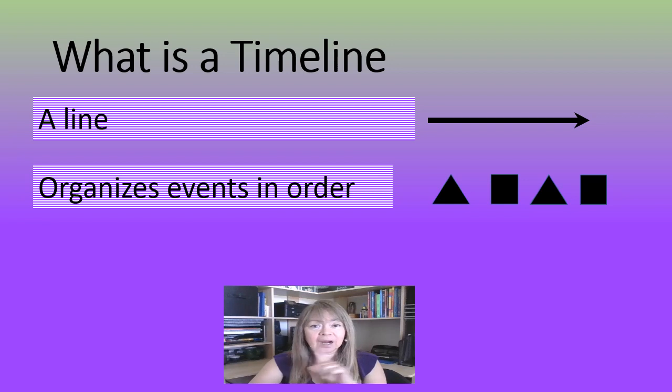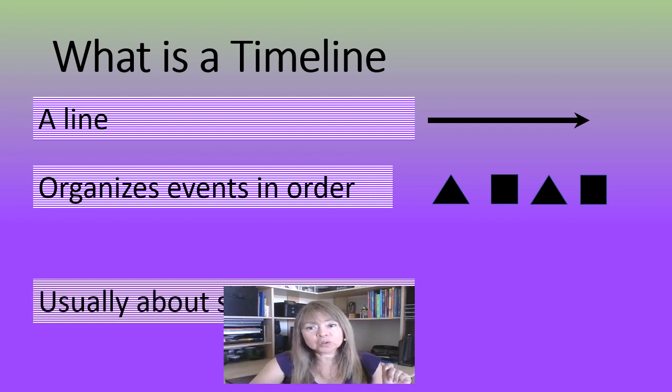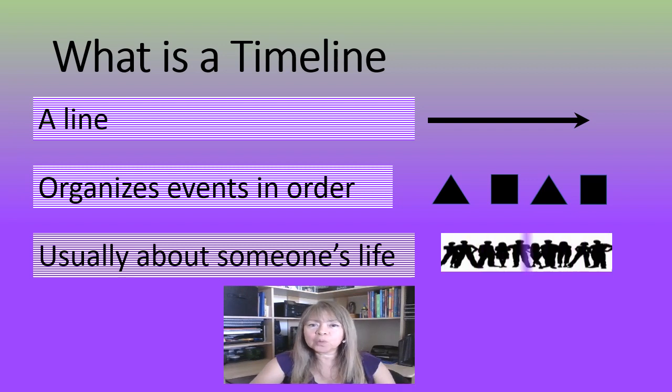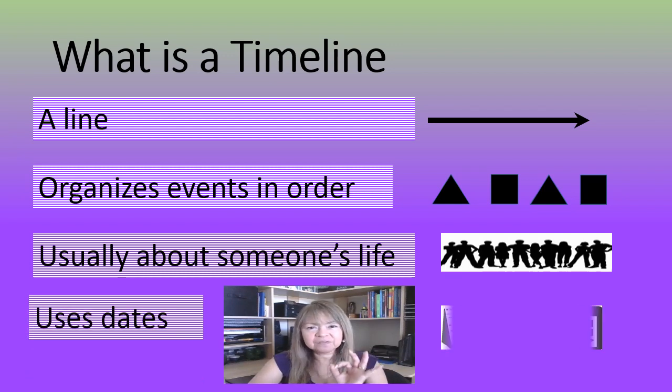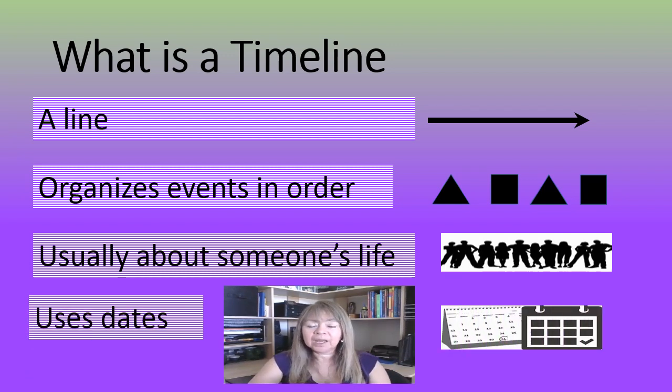But these events are not from a book. These events usually belong to someone's life, they are from people. And these events happen on specific dates on the calendar. And we're going to put these dates on the calendar and we're going to place the more important events in people's lives in the timeline.